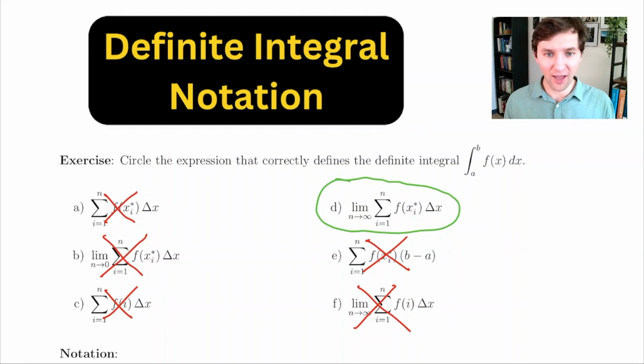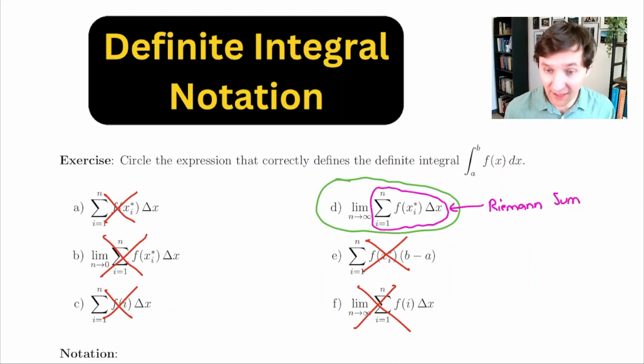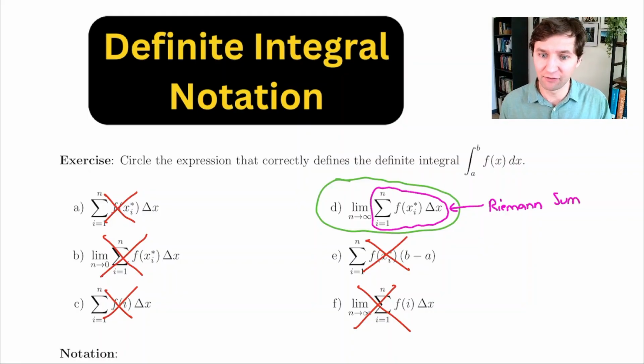Before I move on, I wanted to briefly mention that the sum in the definition of the definite integral has its own name. We call it a Riemann sum. It was named after the first mathematician, Riemann, who defined definite integrals as the limit of those sums.